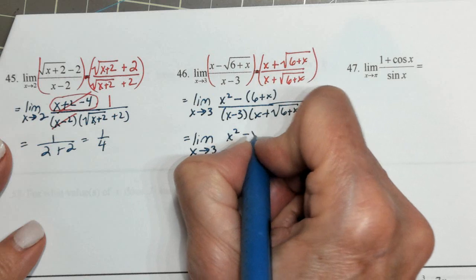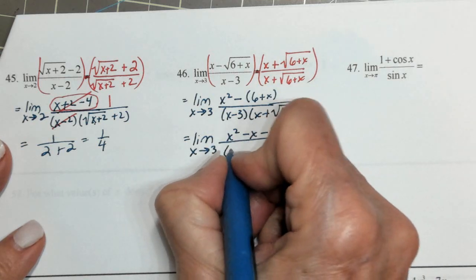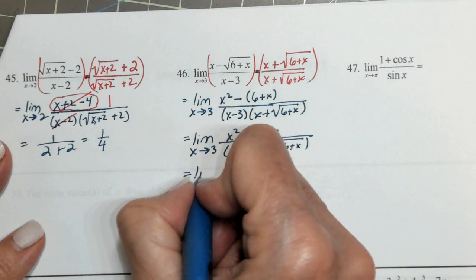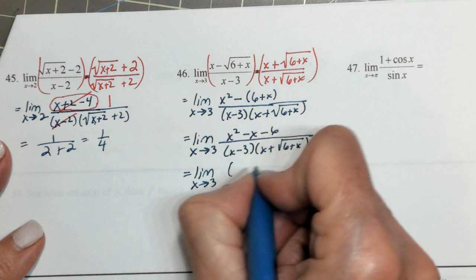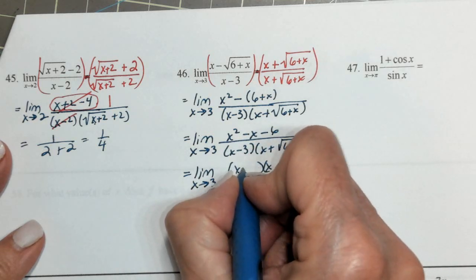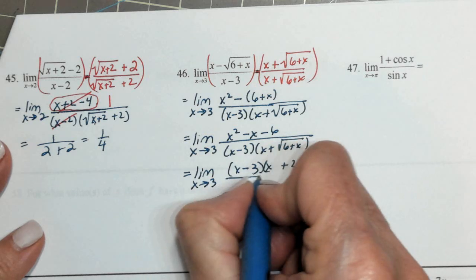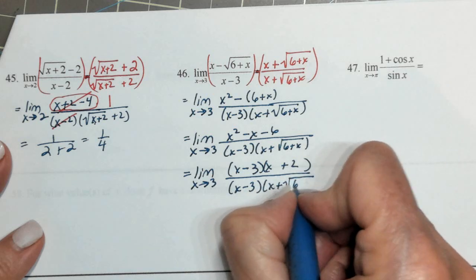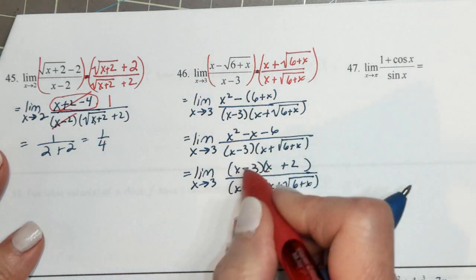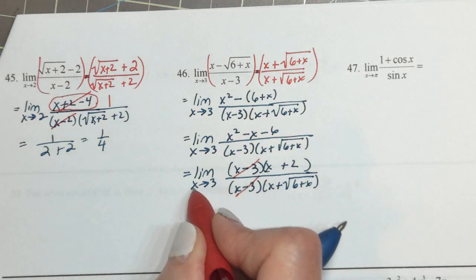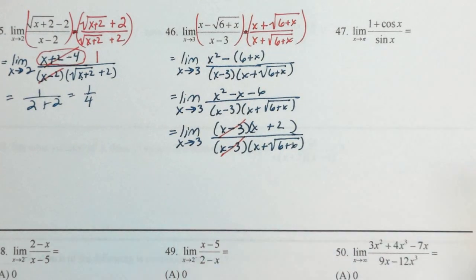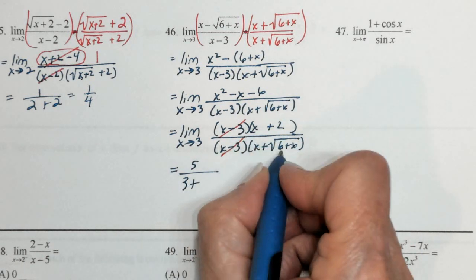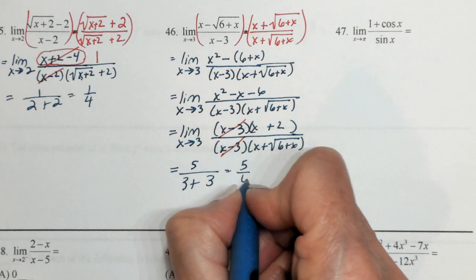Okay, now up on top we have x squared minus x minus 6, which factors into x minus 3, x plus 2. And now we can finally reduce out that x minus 3. We can cancel those out because x is not equal to 3. Otherwise, we could not cancel those out. Now we put 3 into the remaining x's. We get 5 over 3 plus 3, 5 sixths.